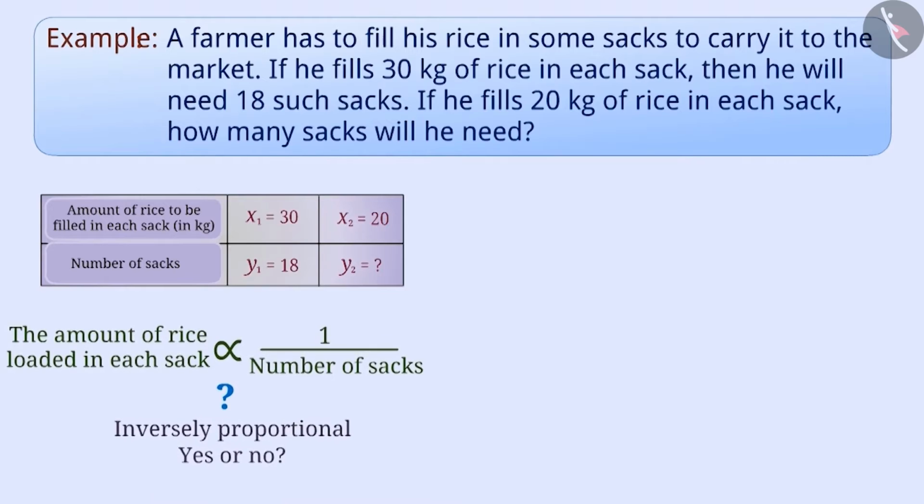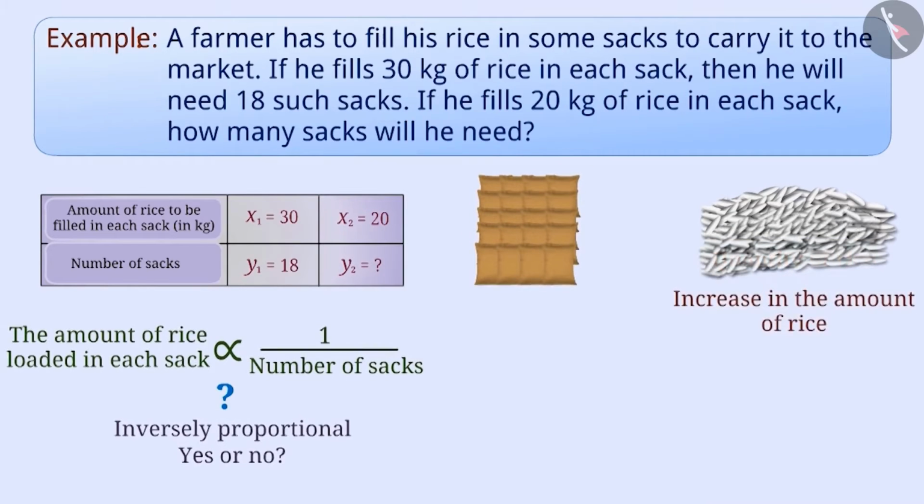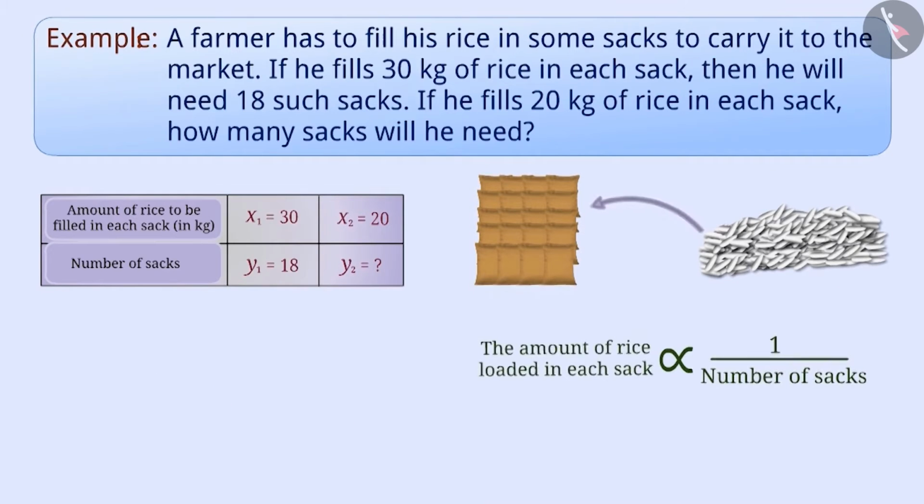Let me explain. The quantity of rice here is fixed. If the farmer increases the amount of rice to be loaded in each sack, then the farmer will need fewer sacks in proportion. But if we decrease the amount of rice to be filled in each sack, we will need more sacks in proportion.